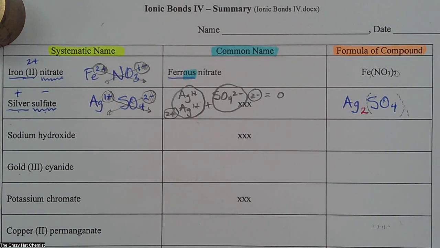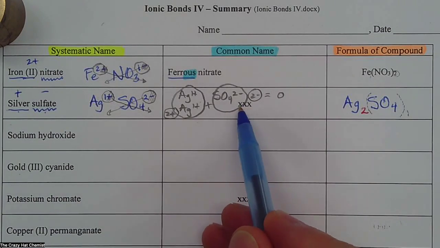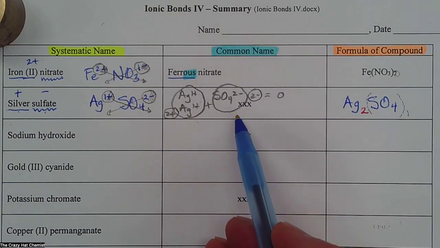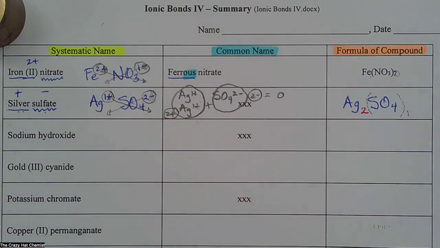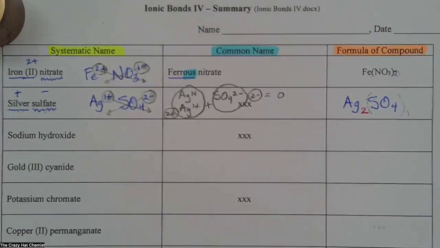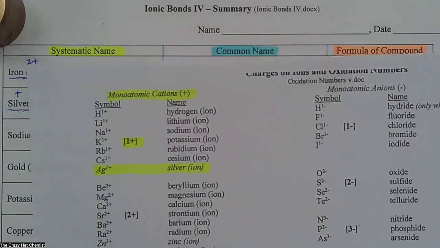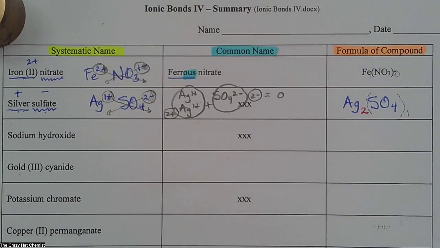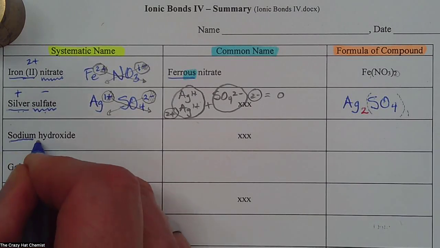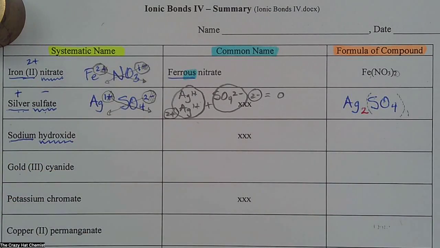Let's move on to the next one, which is called sodium hydroxide. Oh, by the way, this middle section here is X'd out for the common name for silver sulfate because silver only has a single cationic charge. That is, it's a periodic trend of a 1 plus only. It is a monoatomic ion. It only has a 1 plus. There is not 2 charges like on iron. So we'll get to more of those as we move through this worksheet, if that doesn't make sense. There's a cation and an anion for sodium hydroxide.